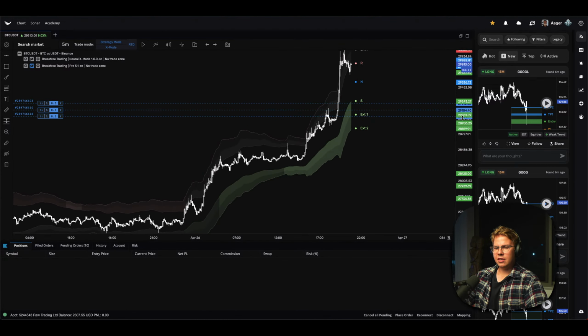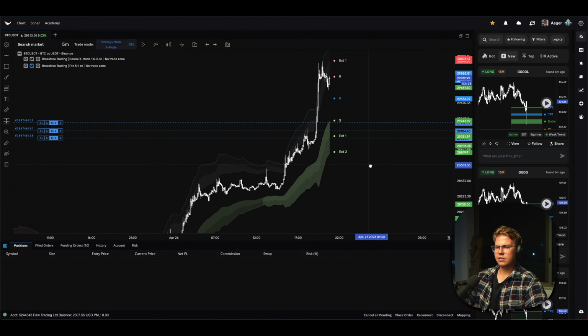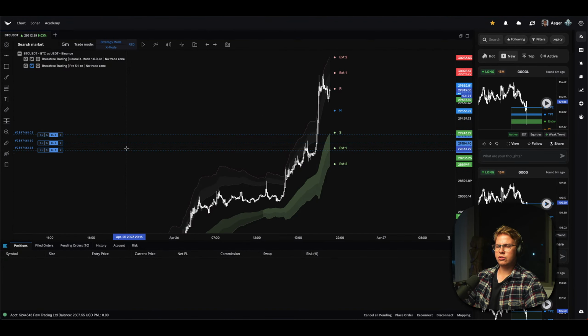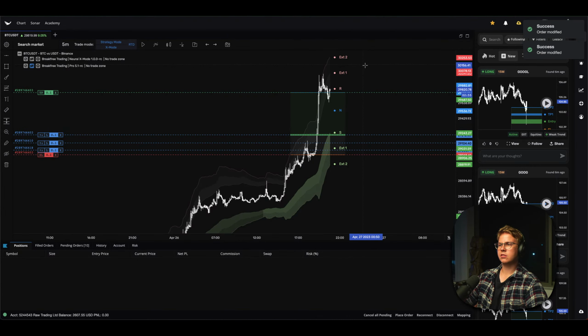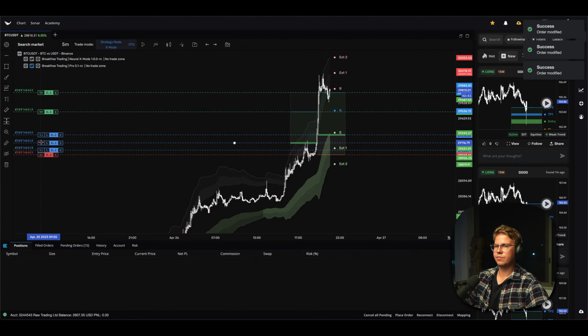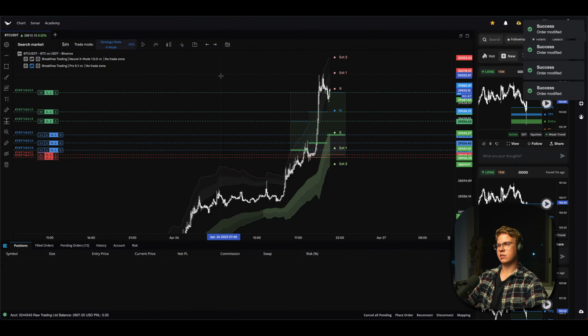Jonas asked how to do the TP. So you just click here, drag it up, release, and for the stop loss, you do it in the opposite direction. Like this.